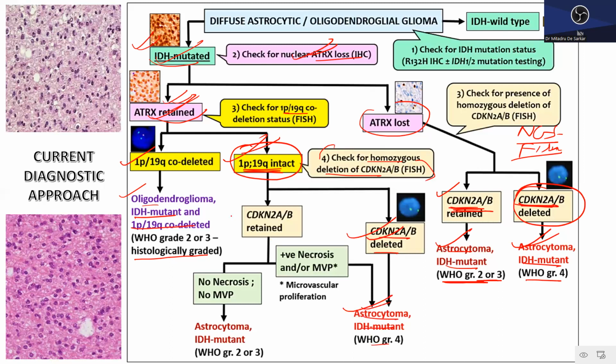If the CDKN2A and 2B is retained, check whether the case is showing the presence of necrosis or microvascular proliferation. If it is showing necrosis or microvascular proliferation, then again you can give a diagnosis of astrocytoma IDH mutated grade 4. If there is no necrosis, no microvascular proliferation, it gets the diagnosis of astrocytoma IDH mutant, and based upon the histological findings of your mitotic activity, either a grade of 2 or a grade of 3. So this is the approach for the IDH mutated family of astrocytic and oligodendroglial gliomas.